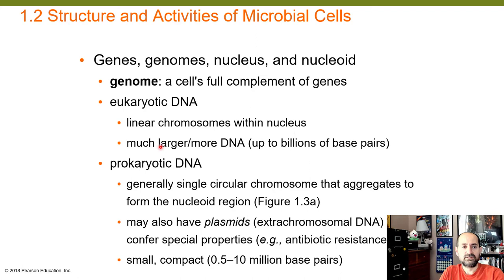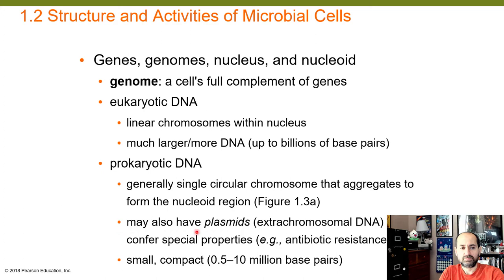We also have much more DNA. Eukaryotes have a lot more nucleotides, a lot more DNA. Humans have over 3 billion base pairs. Prokaryotes, it's usually a few million base pairs. So their genomes are quite a bit smaller.